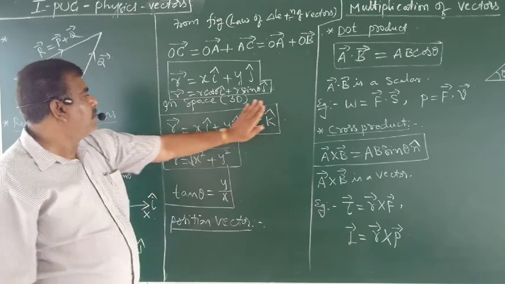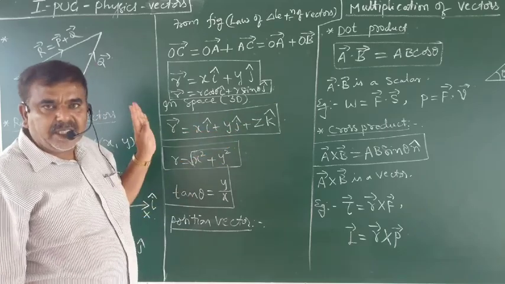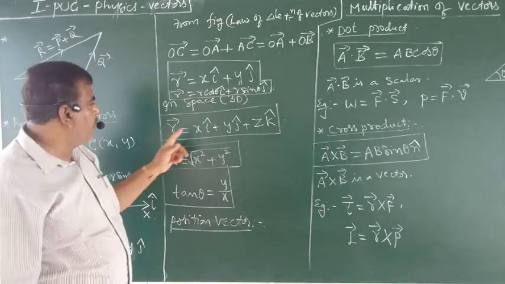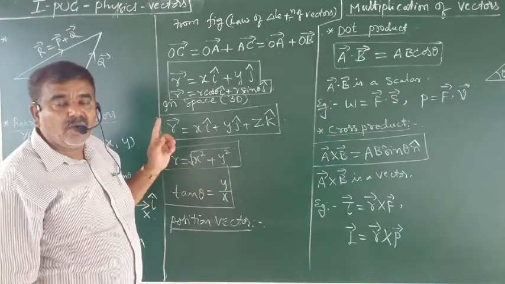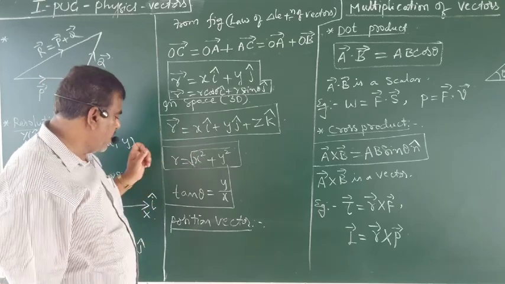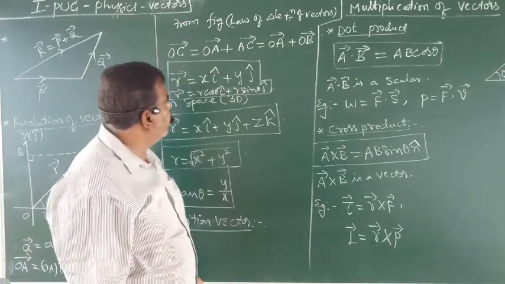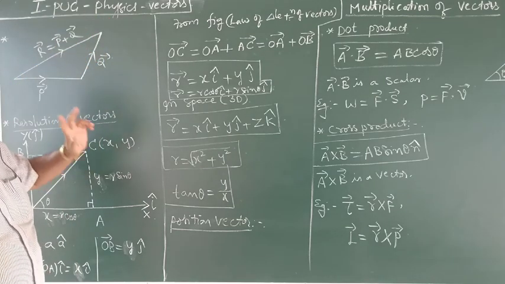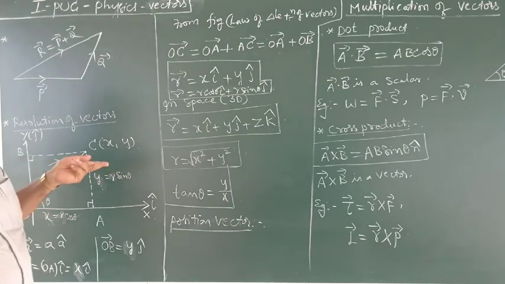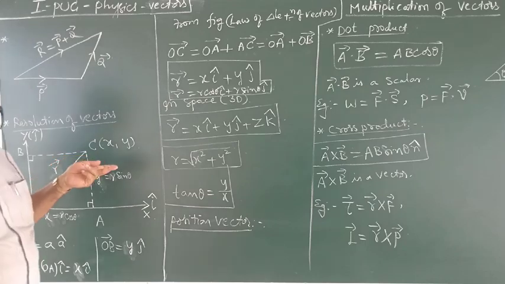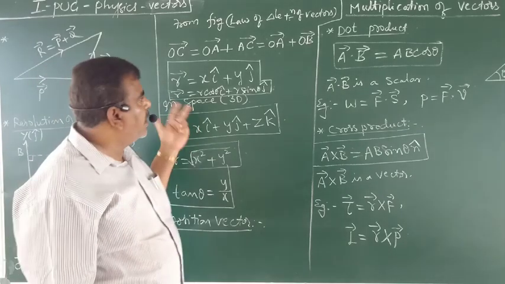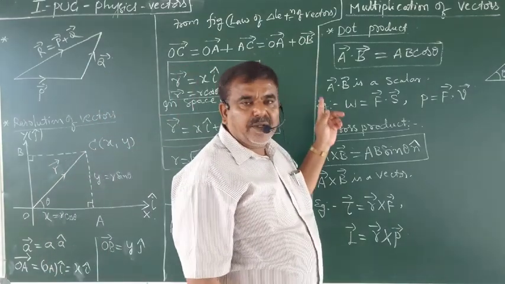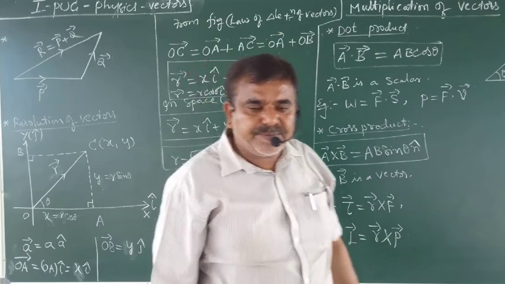In a plane, we have only two components. In space, we have three components. Okay? So x, y, z are also called coordinates of the point. Now we learned how to add vectors and how to split vectors into components. After addition and splitting of vectors, let us move to multiplication of vectors.